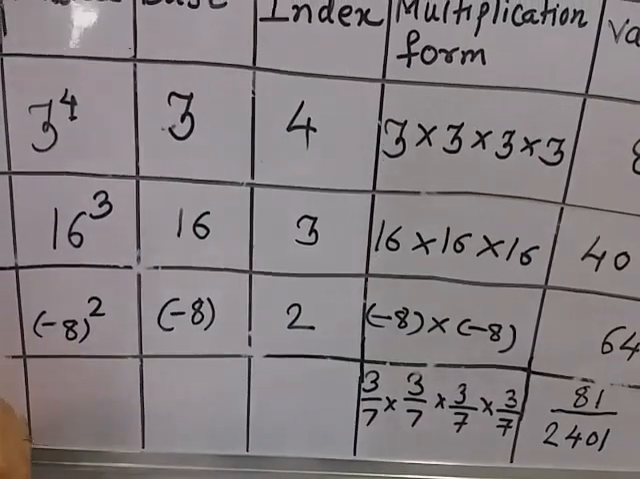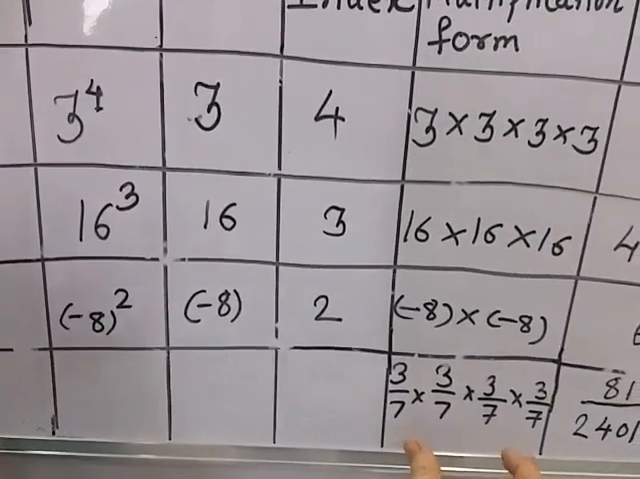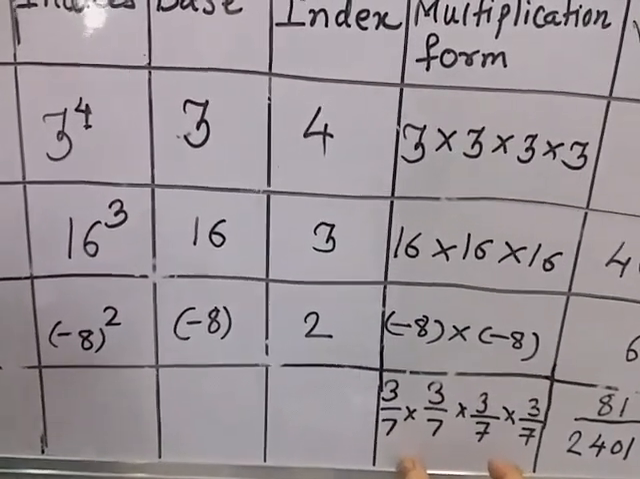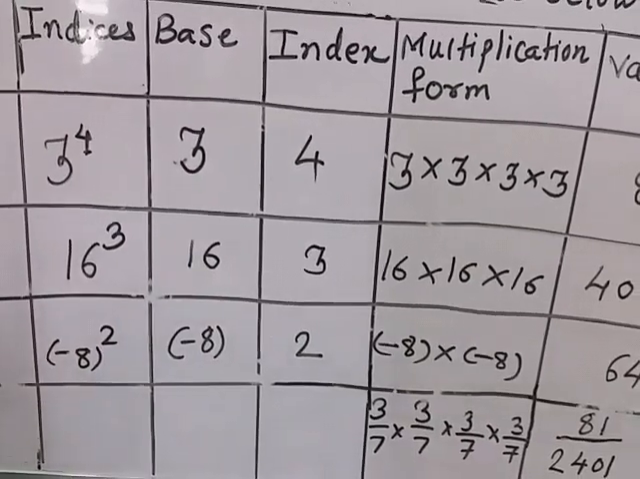Okay. Now let's take the fourth one. What is given to us? The multiplication form is given to us. So tell me, 3 upon 7 is a fraction. It is given for how many times?